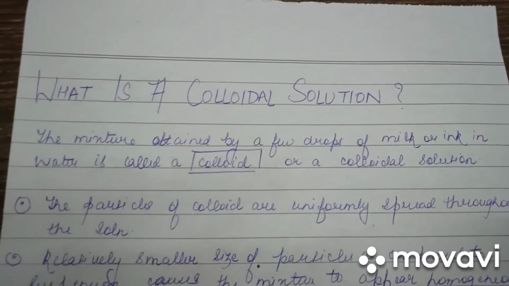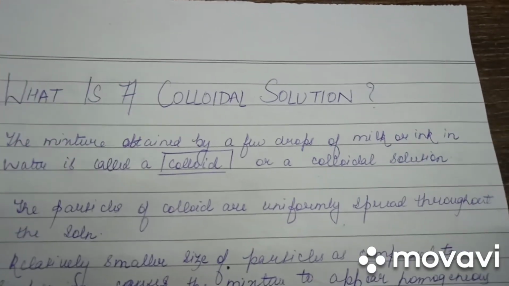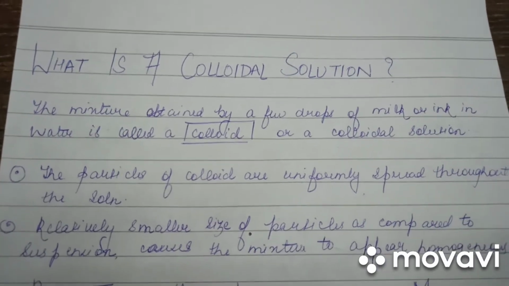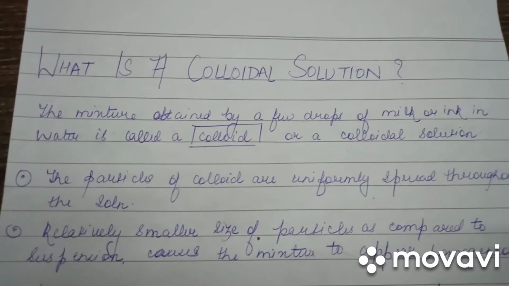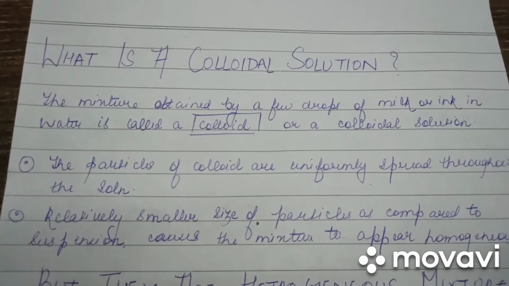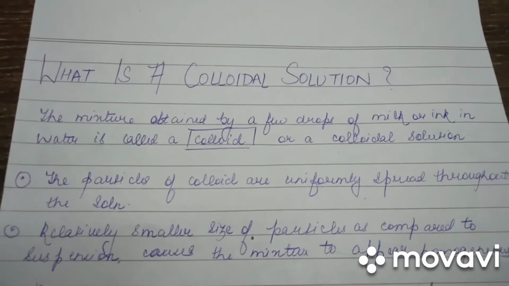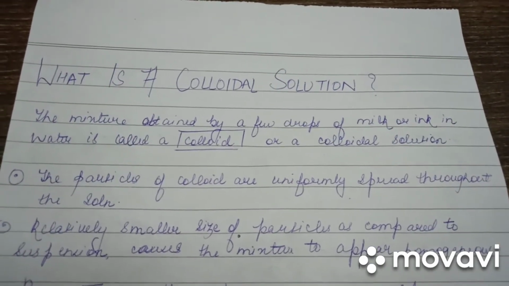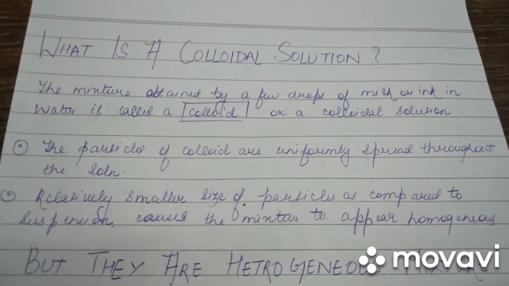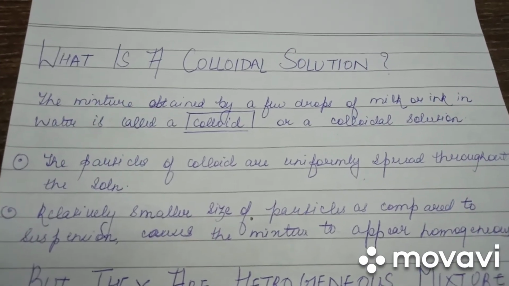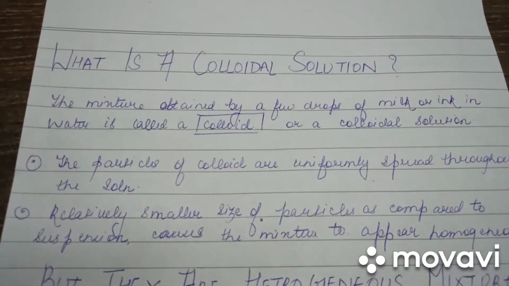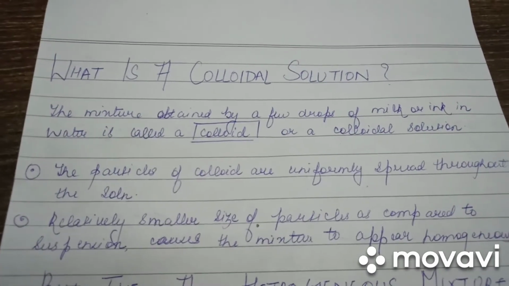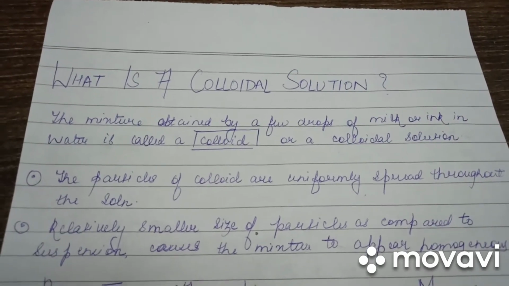Now we shall be discussing what are colloidal solutions. Remember in the activity discussed, the group D, which was obtained by adding a few drops of ink or milk to water, was a colloid. The particles of colloid are uniformly spread throughout the solution. This can be observed in our homes as well. If we drop a few drops of milk in a vessel containing water, we obtain a uniform spread throughout the vessel.